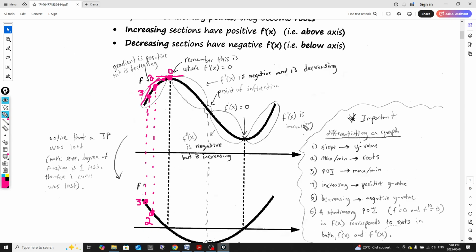Okay, so when you differentiate, so I take this graph and I differentiate it, I go from f to f prime, what is the slope, the instantaneous rates of change at these many points?